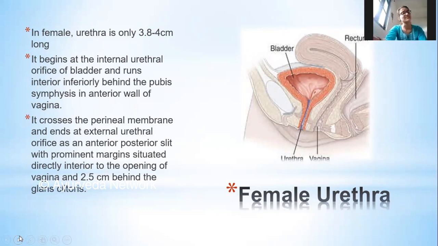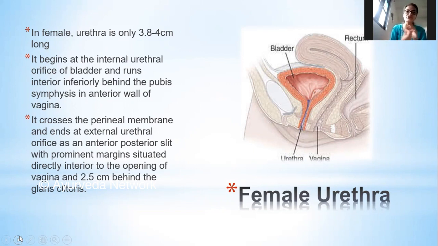The female urethra is relatively very short, and that is why females experience more urinary tract infections. But catheterization in males is more difficult compared to females, because in females the urethra is only about 4 centimeters long, but in males you have to go 15 to 20 centimeters in, or more, because you have to go a little inside the bladder as well. The female urethra is 3.8 to 4 centimeters long, and it begins at the internal urethral orifice, which is where the urethra starts from the bladder.